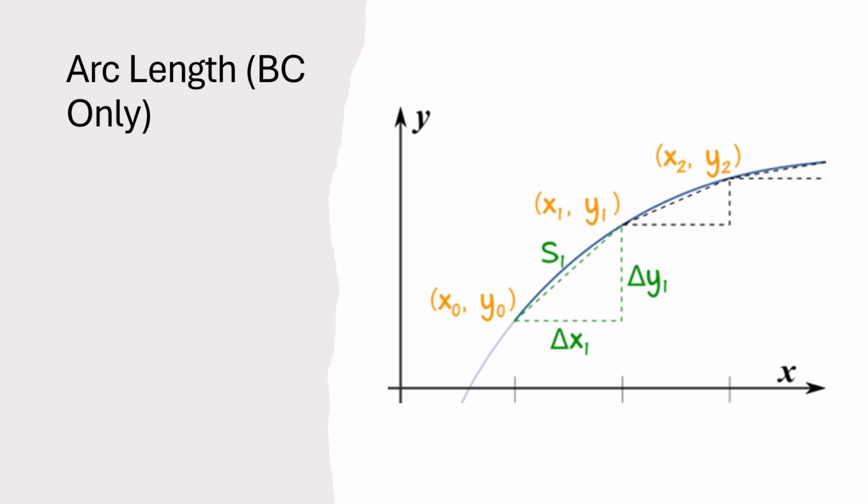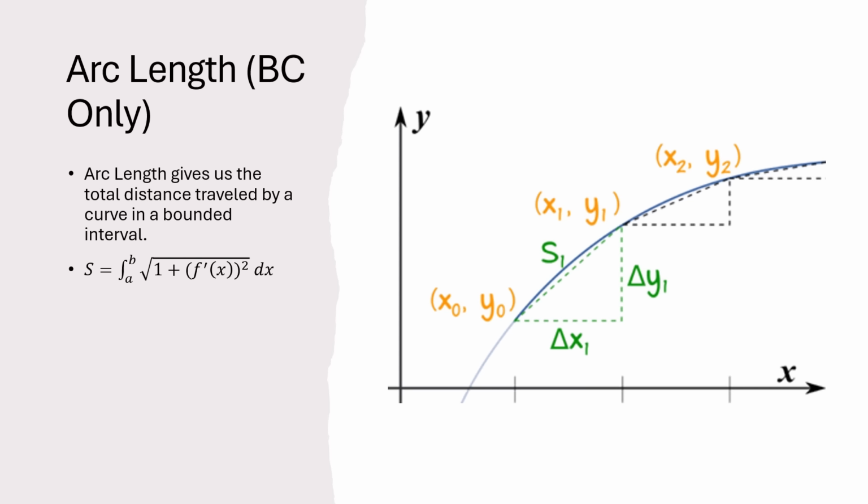Our last topic for this unit is arc length, which gives us the total distance traveled by a curve in a bounded interval. To get the arc length, we integrate from a to b the square root of 1 plus the derivative f prime of x squared.